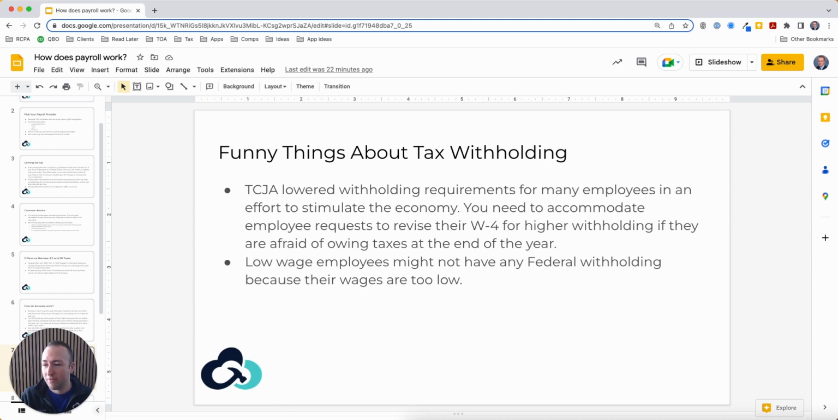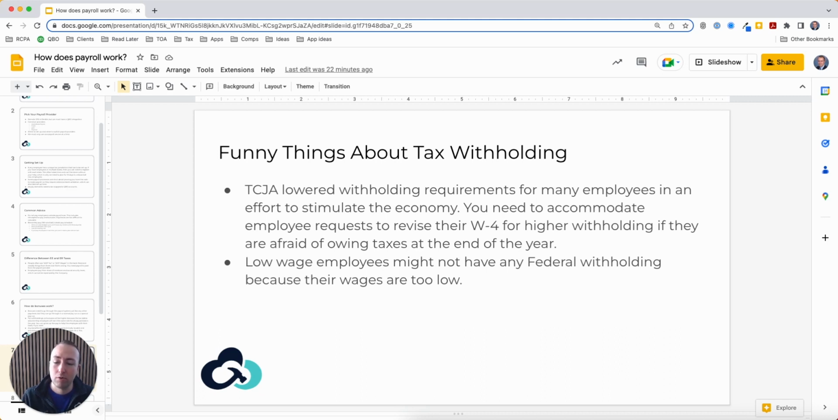Let's talk about funny things about tax withholding. So the Tax Cuts and Jobs Act from a few years ago lowered the withholding requirements for many employees in an effort to stimulate the economy. What does this mean? Employees are getting more in their take-home pay and less tax withholdings. So at the end of the year, they could be in a situation where they have a tax balance due because their withholding wasn't higher.